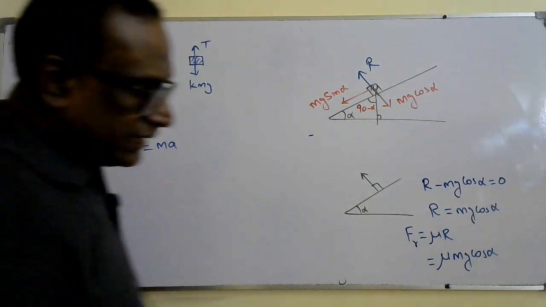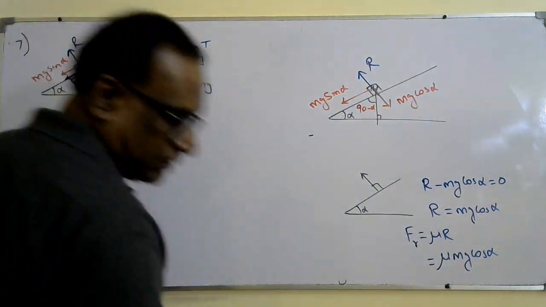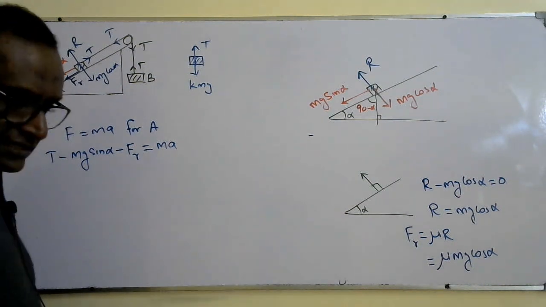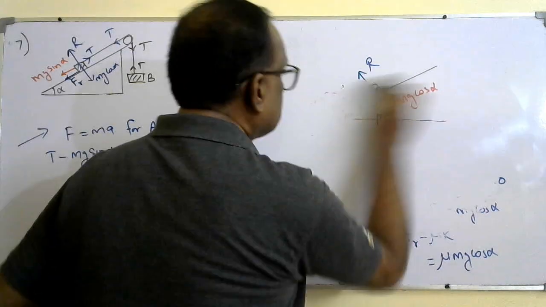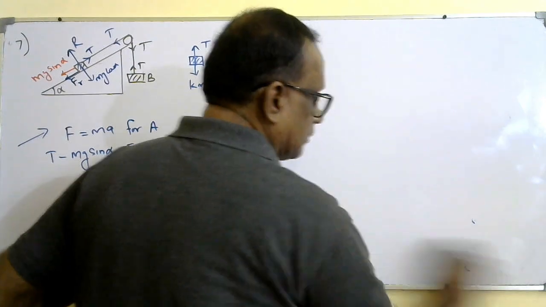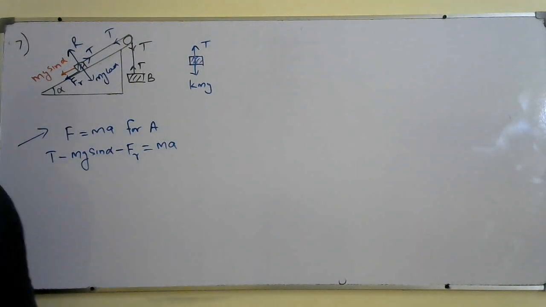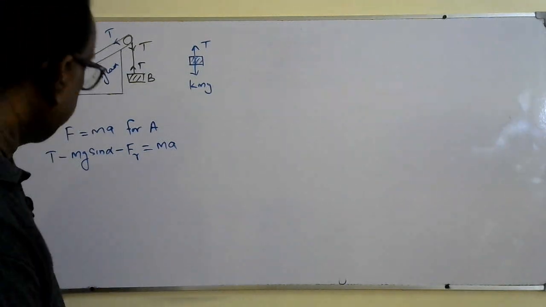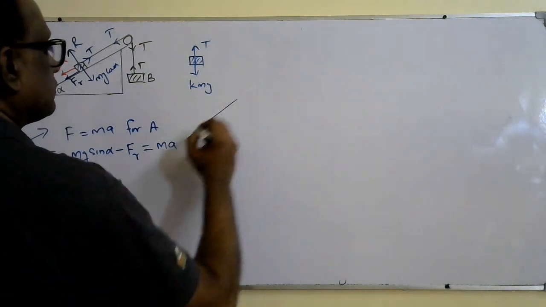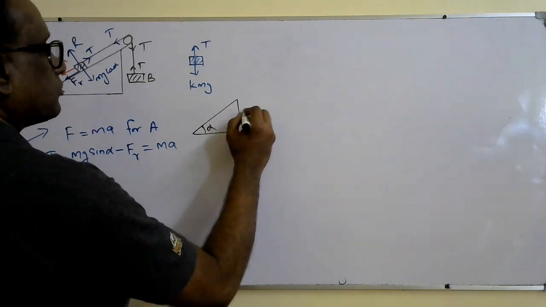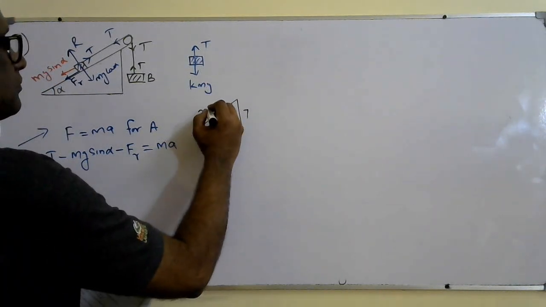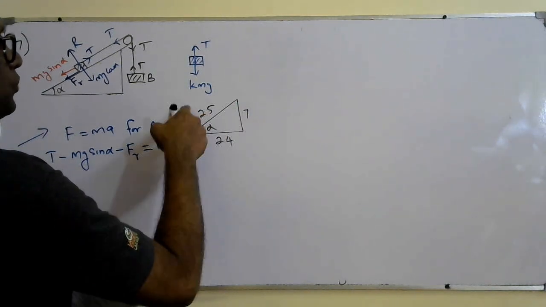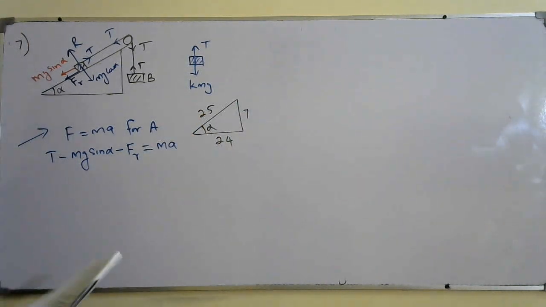Okay, so we need to find the angles. In the question it's given tan alpha is 7/24. Use Pythagoras theorem and find the length of this side. You will get 25. So sine alpha means 7/25, cos alpha 24/25. Right. Okay. So here the tension is given 4mg by 3.